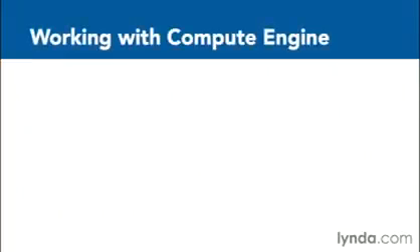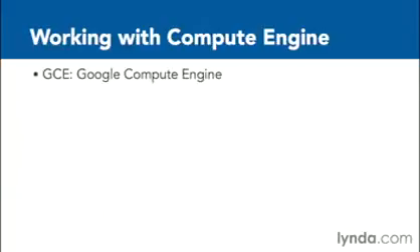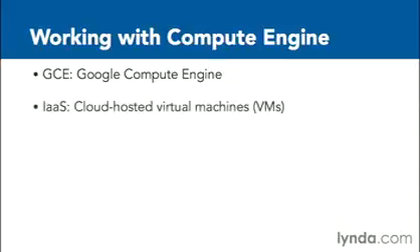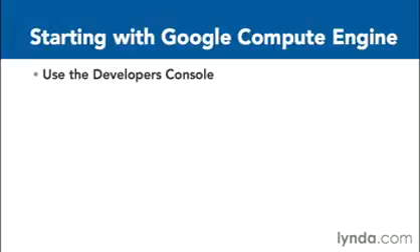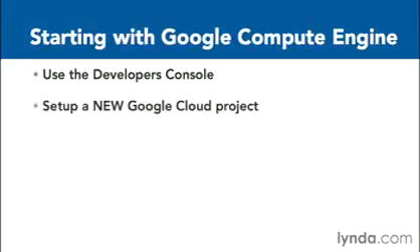So now let's take a look at the details of working with Google Compute Engine. This is often called GCE, so I'll be referring to it as GCE, Google Compute Engine, and it's a set of services around infrastructure as a service or cloud-hosted virtual machines. So to get started with Google Compute Engine, we're going to use the API web browser console. We've already set up a new Google Cloud project. Always have to put any service inside of a project. We've already enabled billing. To use GCE, it's required to turn billing on.